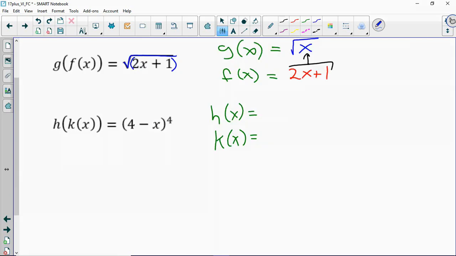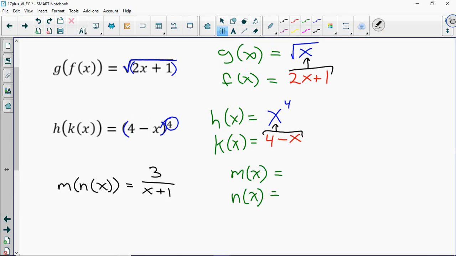Second example, this one comes with parentheses in it already. We have parentheses, some stuff raised to the power of 4. So my outside function is going to be x to the power of 4, and then my inside function will be whatever we saw inside. And again, when I put 4 minus x in for that x, I get 4 minus x, all raised to the power of 4.